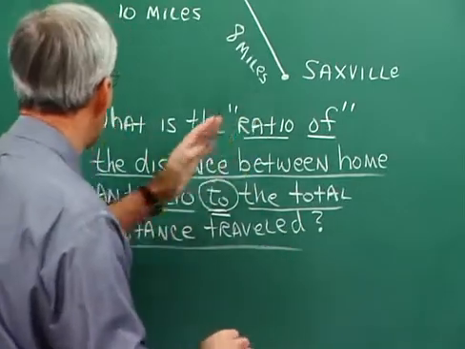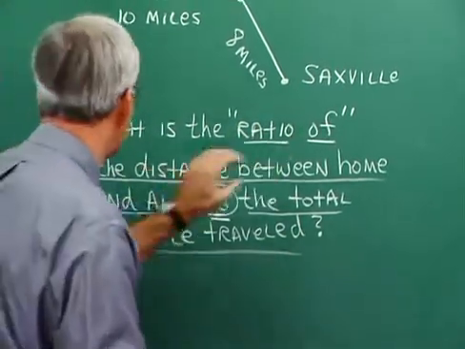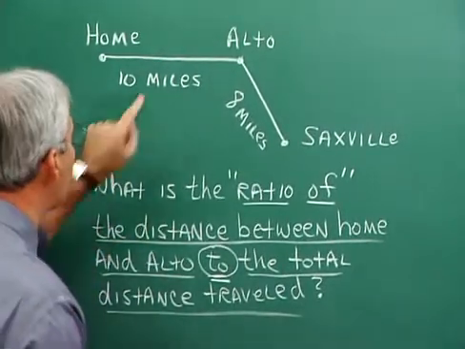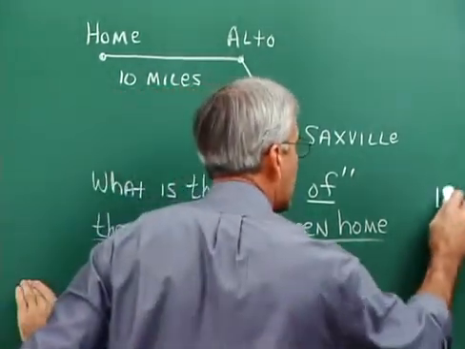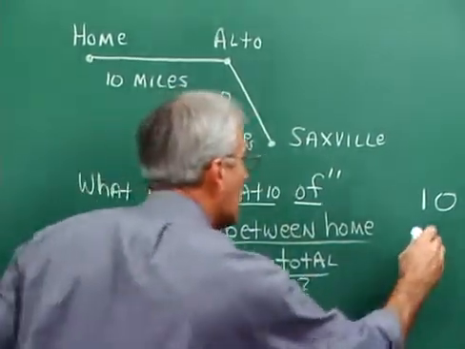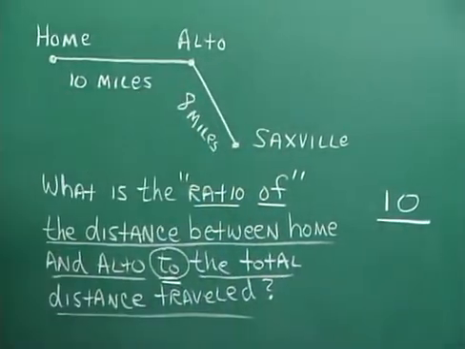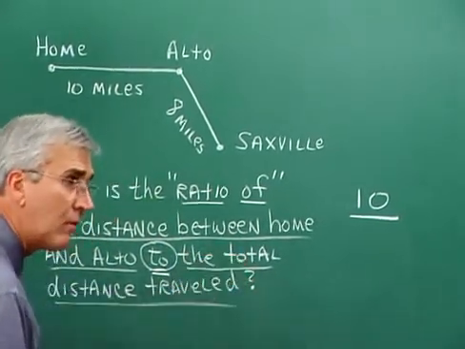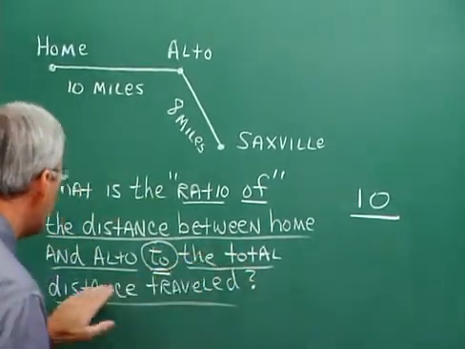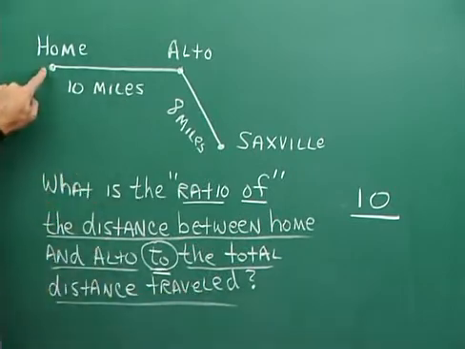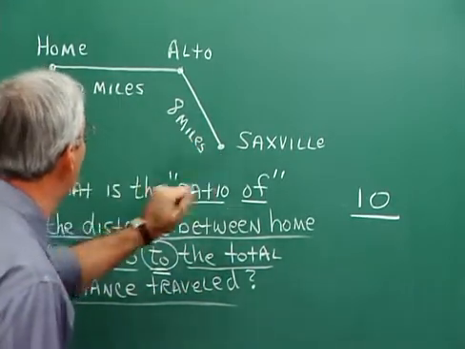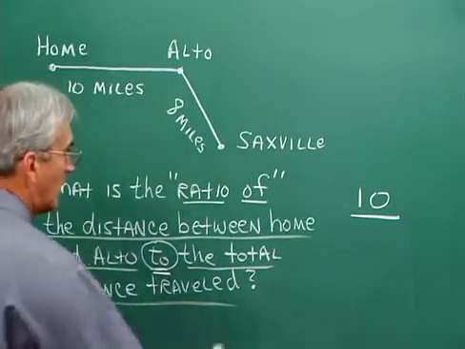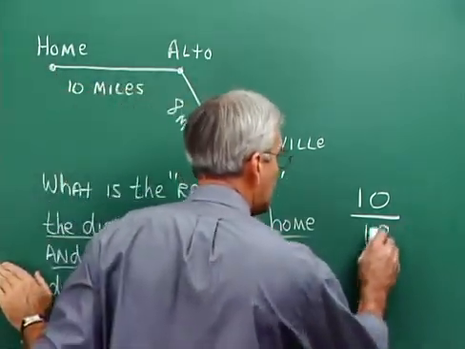So it's the ratio of, let's see, the distance between home and Alto, that's the numerator of the fraction, and that numerator is 10 miles. It's just 10 here. We're talking about the same unit, so we're not going to worry about the units here. Okay, now we're going to describe the denominator of the ratio fraction. The total distance traveled. Well, we're traveling from home to Saxville. That total distance is 10 miles and 8 miles. Oh, that's 18 miles. So this is the ratio of 10 to 18.